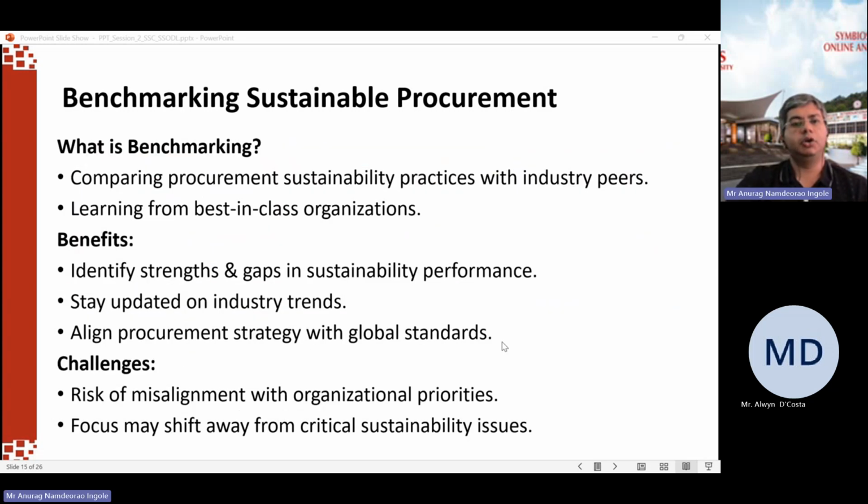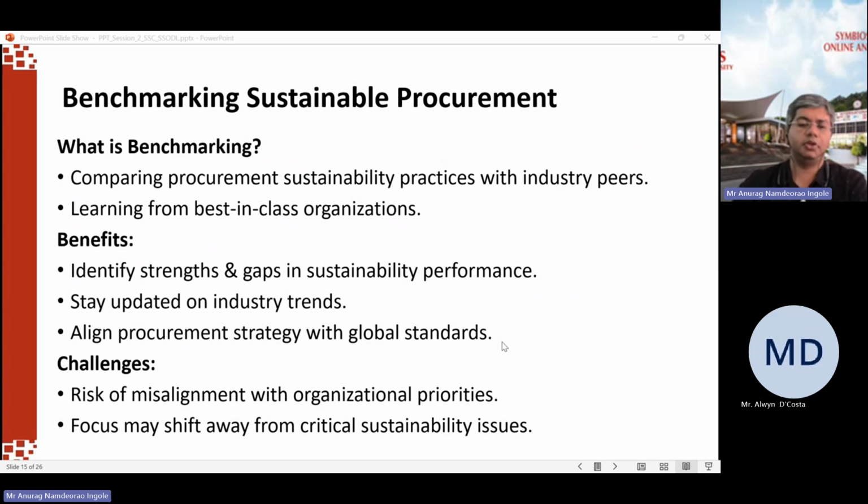Benchmarking is one of the tools that we can use towards making procurement sustainable. So what is benchmarking? It is comparing procurement sustainability practices with industry peers. We learn from the best-in-class organizations. As I have already given you examples of Tesla, Unilever, and IKEA, you can also find out who the best-in-class organizations are in terms of sustainability practices and try to learn from them. The benefits are that you identify strengths and gaps in sustainability performance, stay updated on industry trends, and align procurement strategy with global standards.